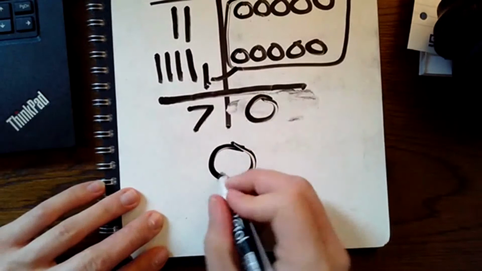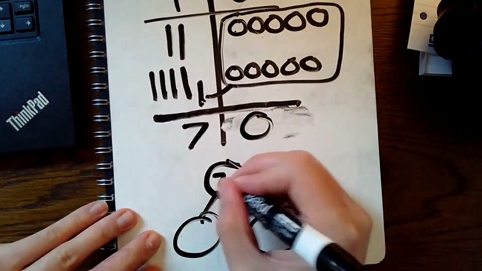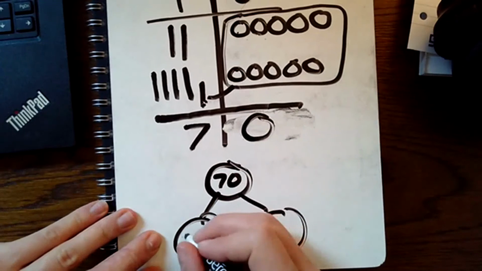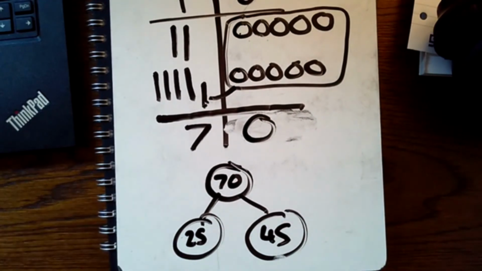But I can now represent it in the part-whole. We've just worked out my whole was 70 and my two parts were 25 and 45.